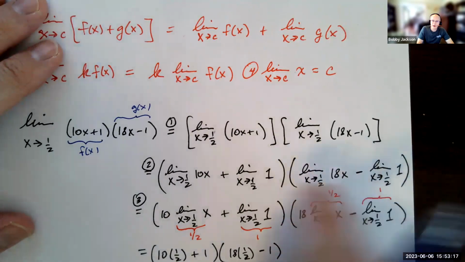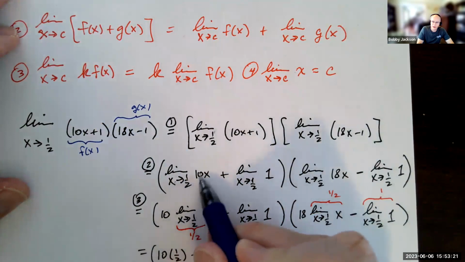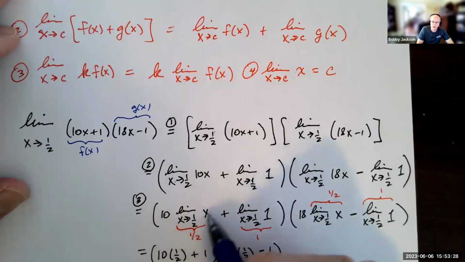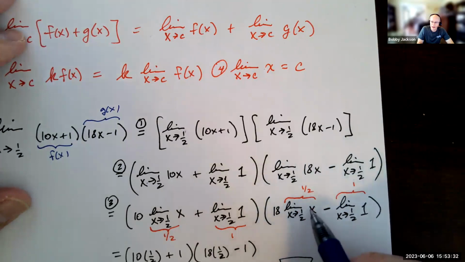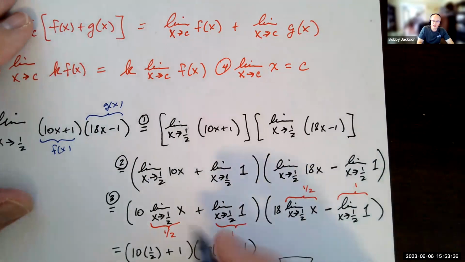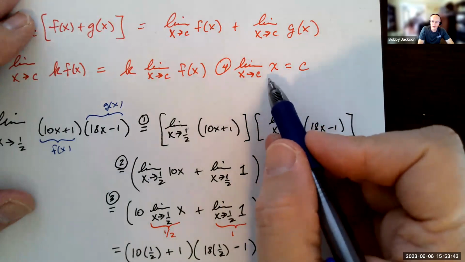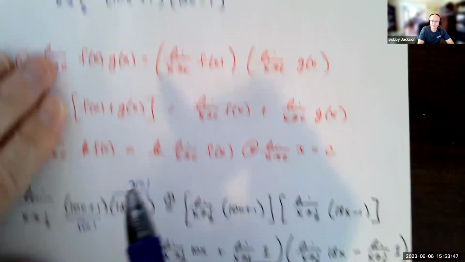Okay, and then finally, I'll use number 3, constant multiples. Basically here in this one, I could take this 10, which is a constant multiple of x, and pull it out right in front, and it's 10 times the limit as x approaches 1/2 of x. Same thing here, I can pull that 18 out, and I get the limit as x approaches 1/2 of just x. Well, now each of these limits we can evaluate, because what's the limit as x approaches 1/2 of x? It's just 1/2, and that's from this number 4, or from this, really the same thing.